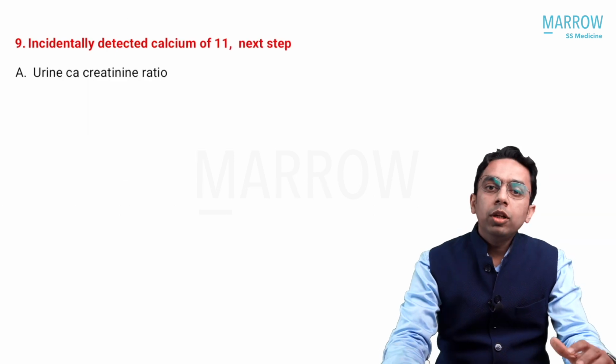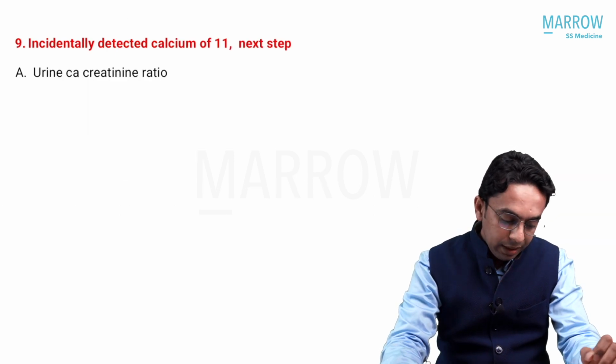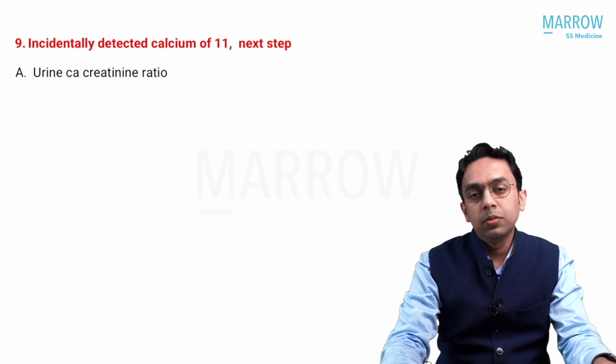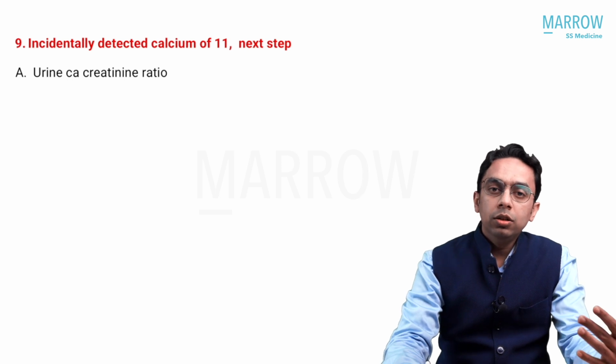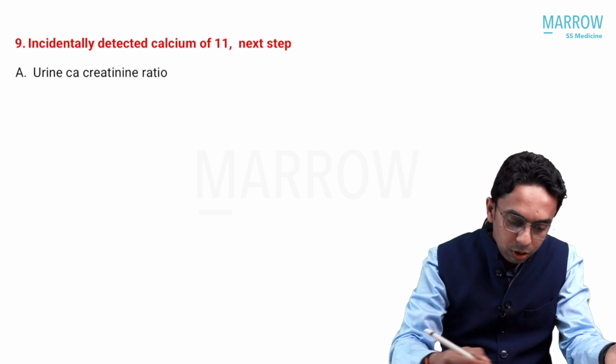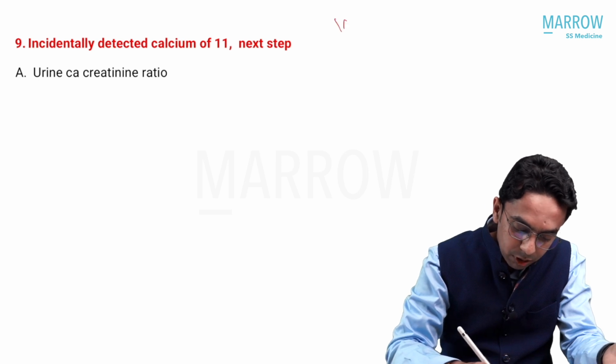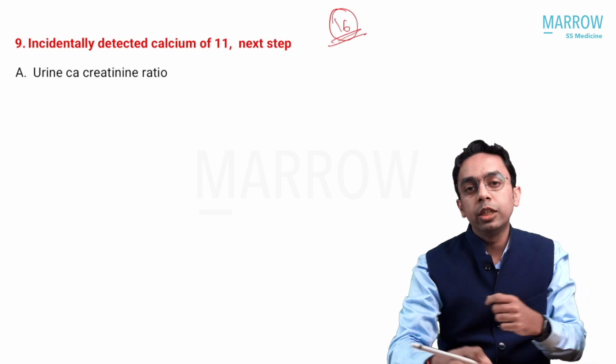Okay. Now coming to question number 9. Incidentally detected calcium of 11, what is the next step? We could not get the options here, but you know the basic thing I've already told you when I was discussing question number 16 in the bone MCQ.